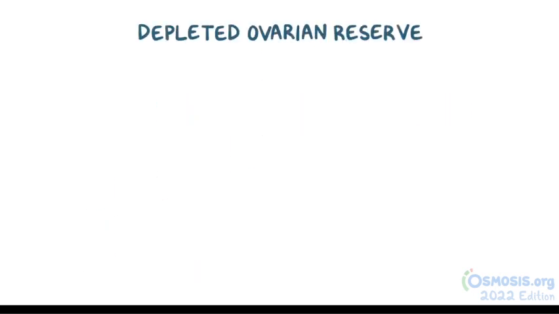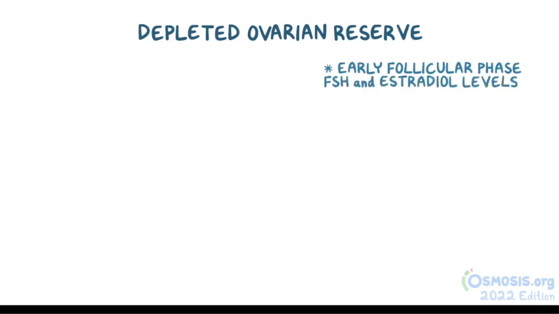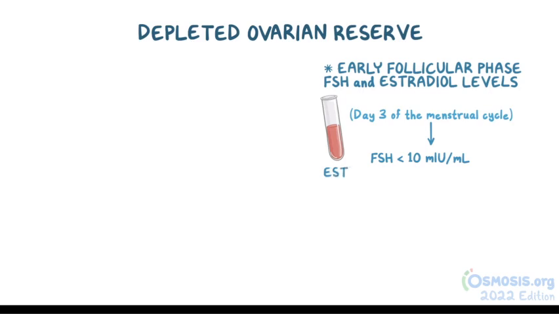To assess the ovarian follicular reserve, meaning how many follicles there are left in the ovaries, first-line tests include early follicular phase serum FSH and estradiol levels. So the sample should be obtained on day 3 of the menstrual cycle. An FSH level less than 10 milli-international units per milliliter and an estradiol level less than 80 picograms per milliliter are suggestive of an adequate ovarian reserve.